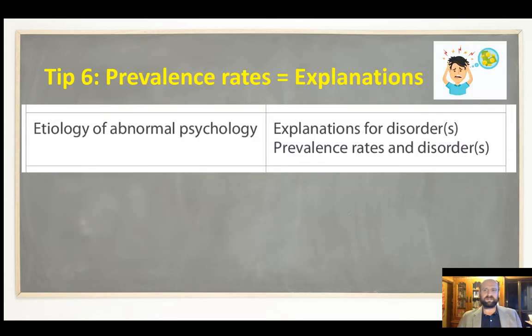Now, this is probably the best tip I can give you in this video. If you're explaining prevalence rates, you're explaining the disorder. So this is where your sociocultural explanation can come from. So really, this is just one topic that looks at biological, cognitive, and sociocultural explanations for one disorder. It doesn't have to be, but it can be. For example, you might explain gender differences in prevalence rates. Well, that's not necessarily sociocultural.